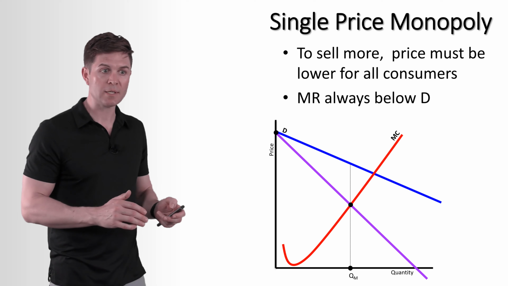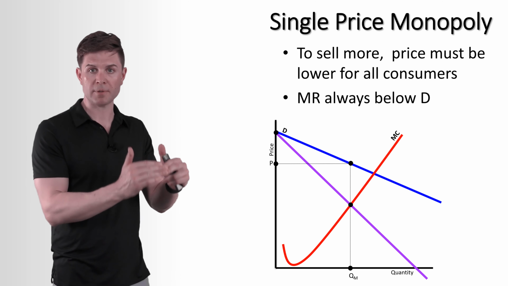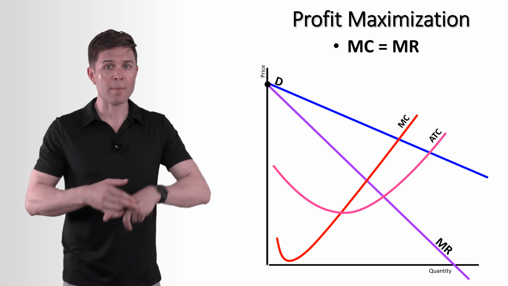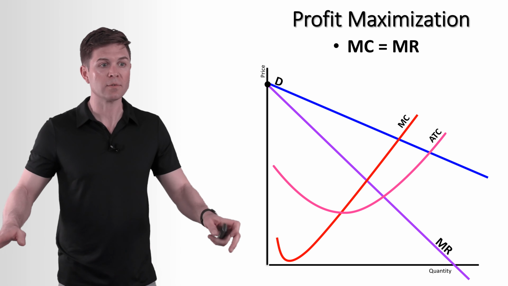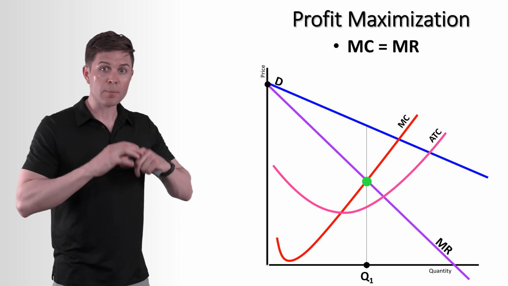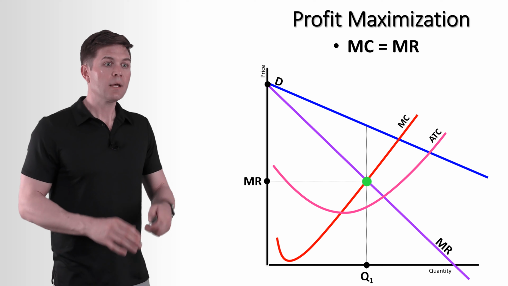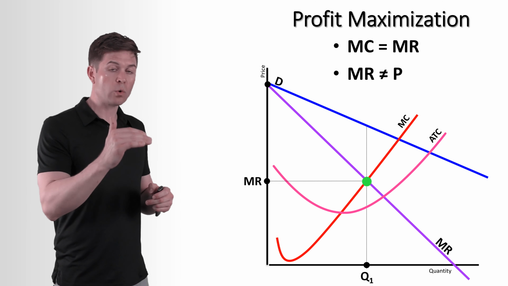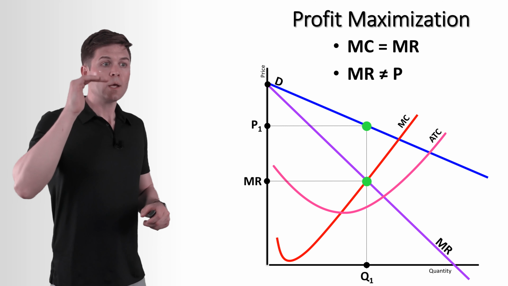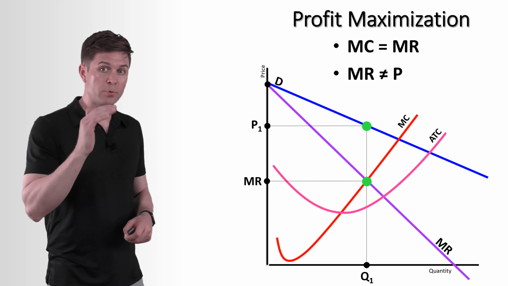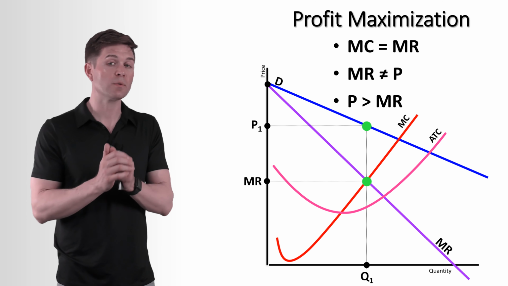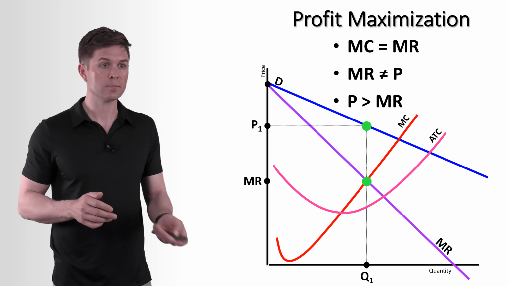We produce at MC equals MR, we get the price off the demand curve. Now, profit maximization, MC equals MR. This is going to stay true no matter what. We produce at MC equals MR, we get our quantity, our profit maximizing quantity. So marginal revenue is going to be lower than price. It doesn't equal price like it does in a perfectly competitive model. We get the price from the demand curve. We produce at profit maximizing quantity, but get the price from the demand curve. Price is going to be greater than marginal revenue.